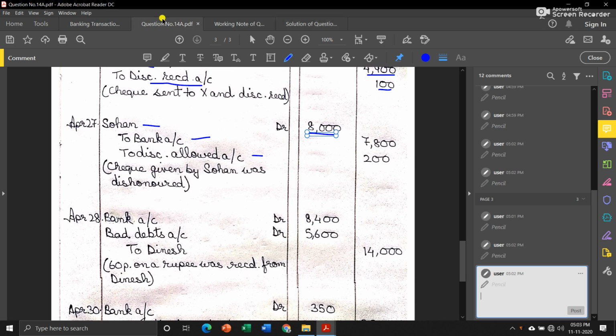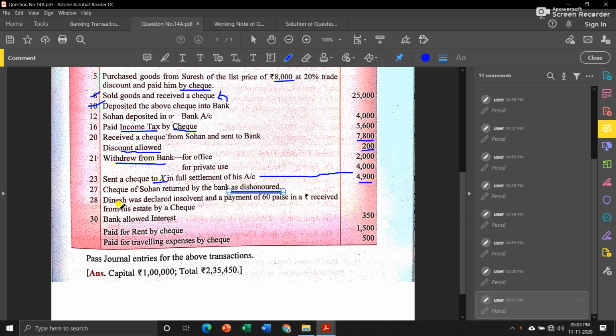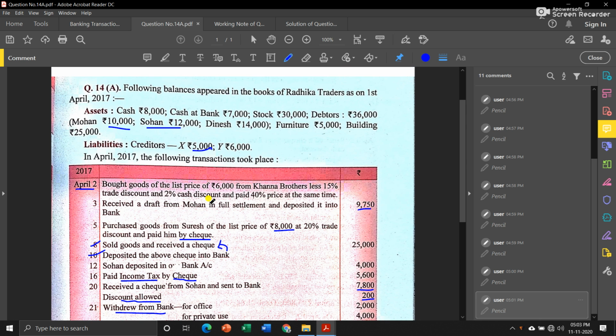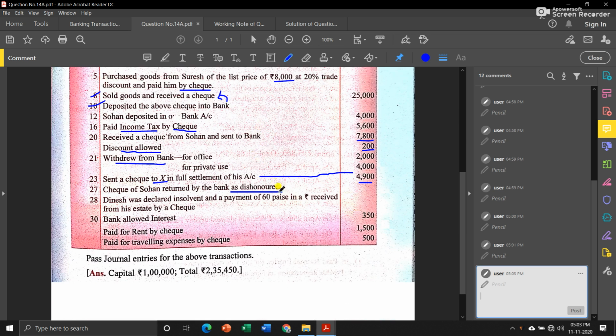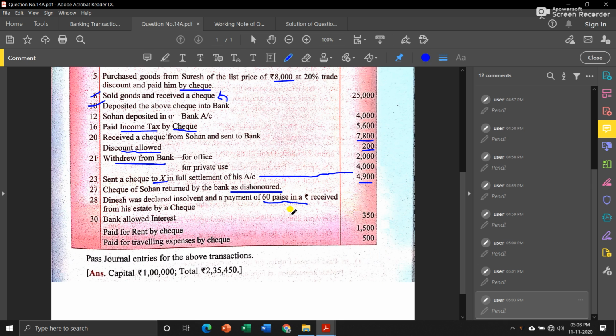Now on 28, Dinesh was declared insolvent. Now who is this Dinesh? When we see in our question, Dinesh is one of our debtors. He owes us 14,000. He had to pay us 14,000, but he was declared as insolvent, and he said that 60 paise in a rupee, means on 1 rupee he will pay us only 60 paise, by a check. That means we will receive the amount in check.